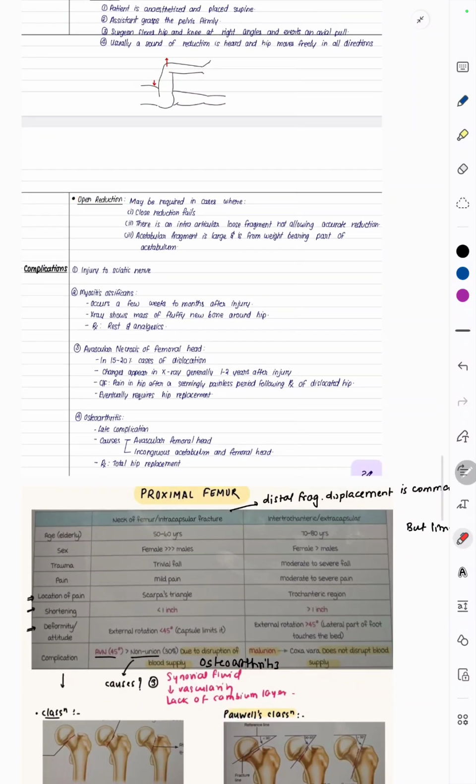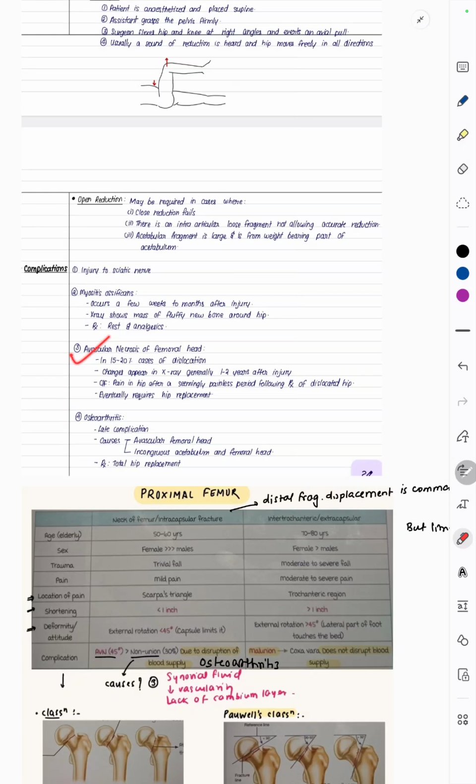Then open reduction may be required in cases where the closed reduction fails or there is an intra-articular loose fragment which is not allowing accurate reduction. Complications, as I said, can be injury to the sciatic nerve. Myositis ossificans can happen, and for that you should give rest and analgesics.